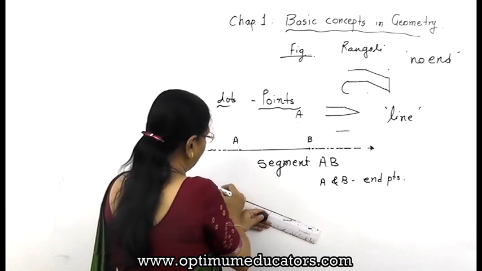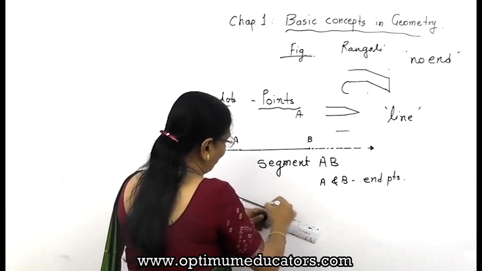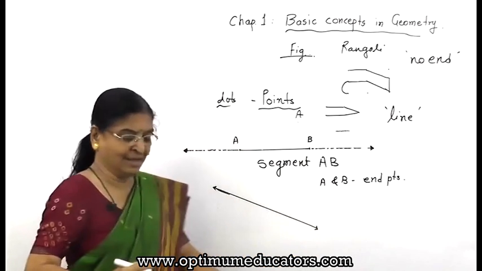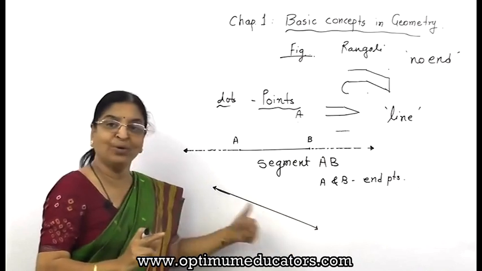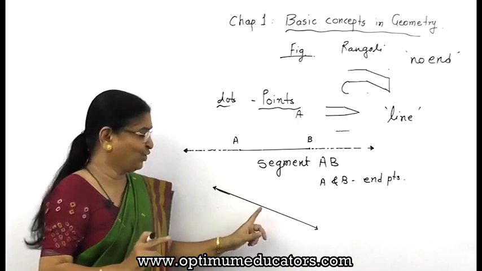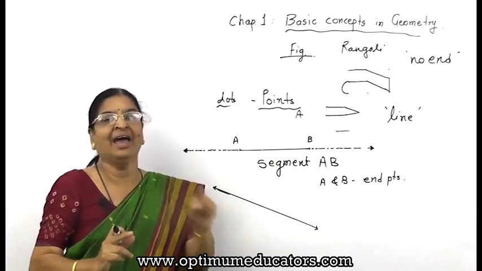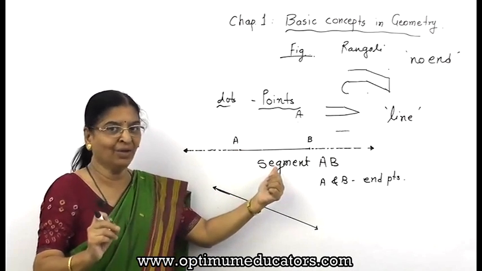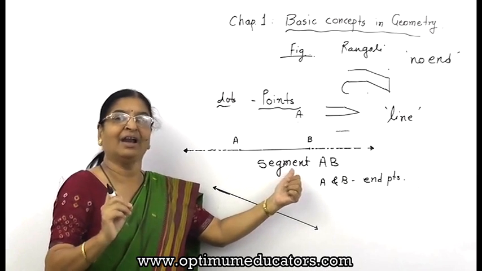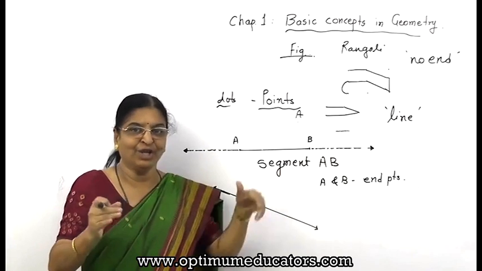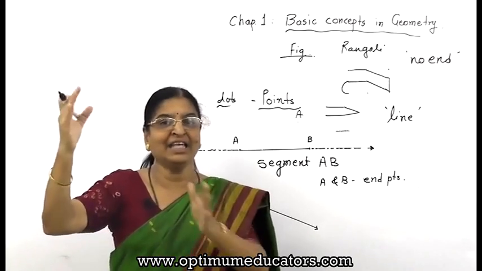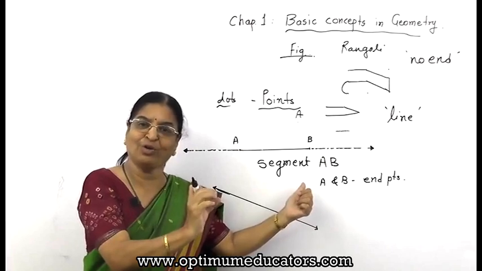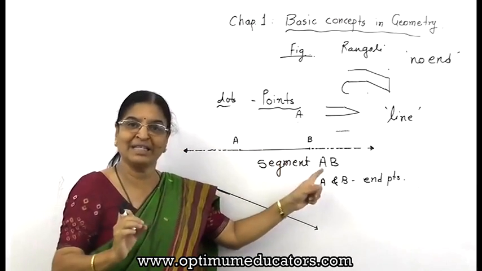Suppose this is a line in a slanting position. Whenever I say it's a line, I have to draw two arrows at the ends, showing that it is a line and not a segment. Now you must have noted down the difference between a line and a segment. You can say a line is a first group, out of which I have made a small group of points which is known as a segment.